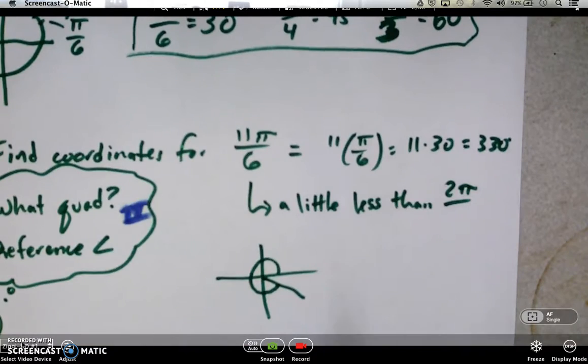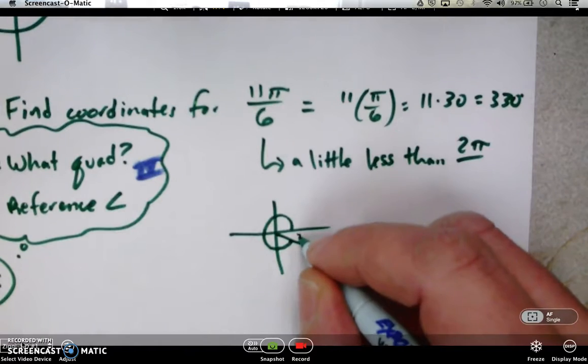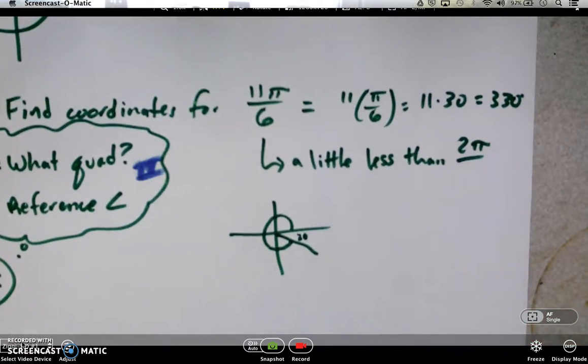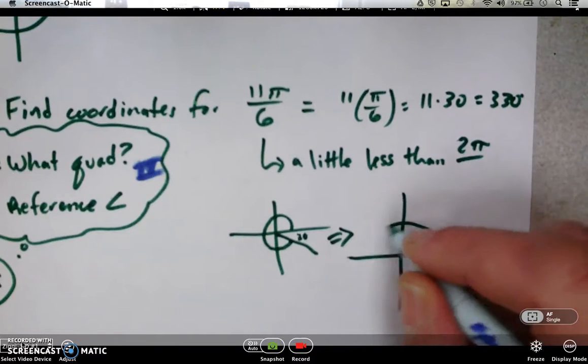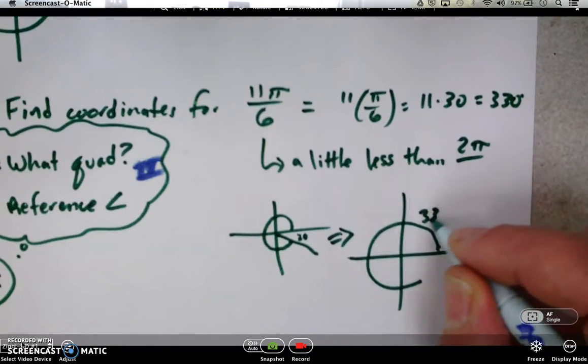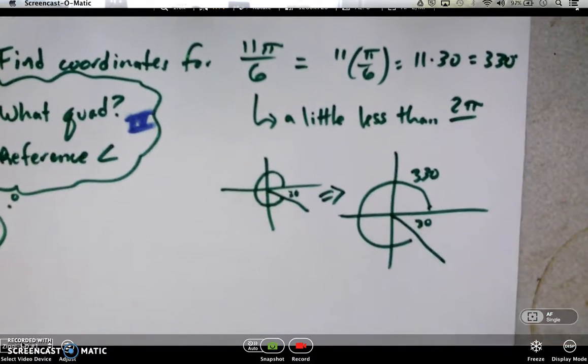Okay, quadrant 4. And the reference angle, because we're rotating 330 degrees, the angle that's left there would be 30 degrees. Let's pull that out a little bit and make this bigger. You're going all the way around 330, so what's left over is a 30-degree angle.